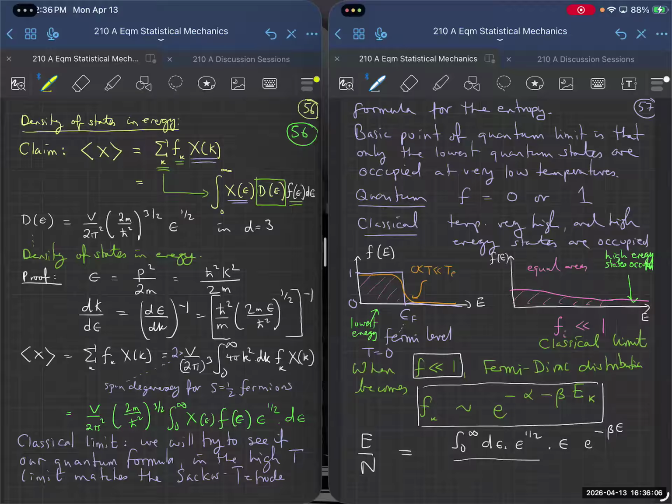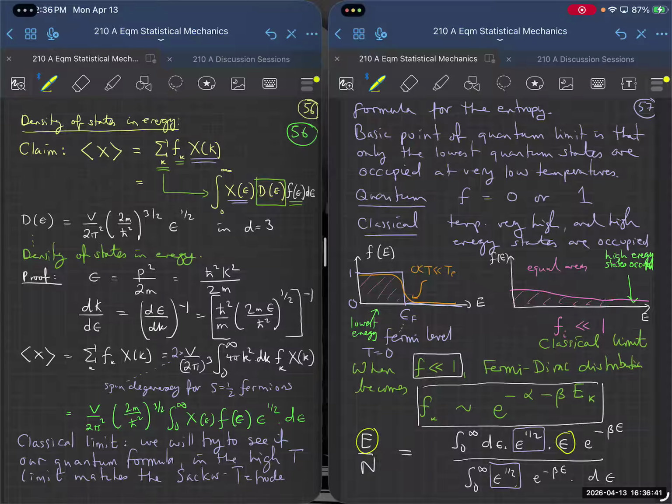And then in the denominator, I have the integral from 0 to infinity of epsilon to the 1/2, e to the minus beta epsilon, d epsilon. Okay, so let's have a quick look at that. This epsilon to the 1/2 comes from the density of states. This epsilon to the 1/2, the same thing. This epsilon over here, why is that here? Well, that's here because I'm computing the expectation value of the energy. So that's the thing that goes in the integral.